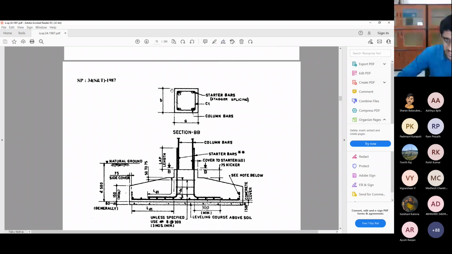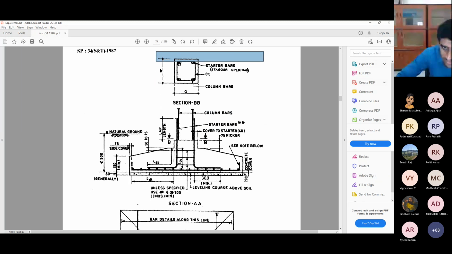So here, over here I see this is the section of the column. Whatever the column reinforcement is, it will be going at least for a length of Ldt, the development length. At least for the development length, it should keep going into the bottom of your footing. The ties will be there.